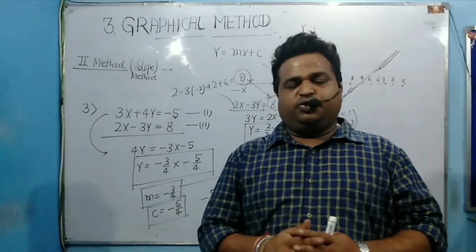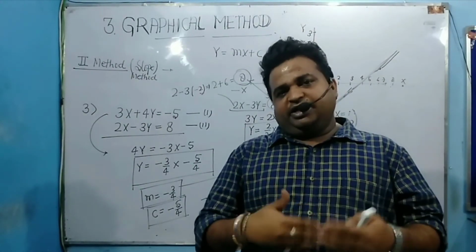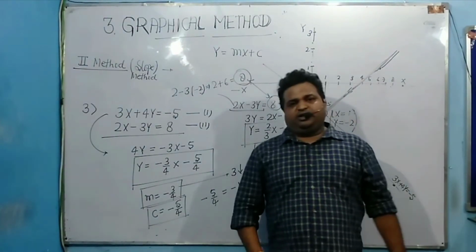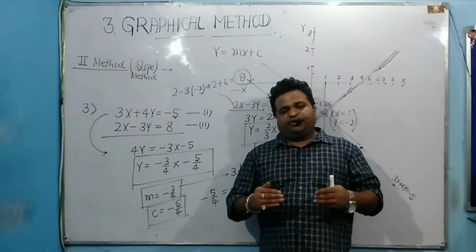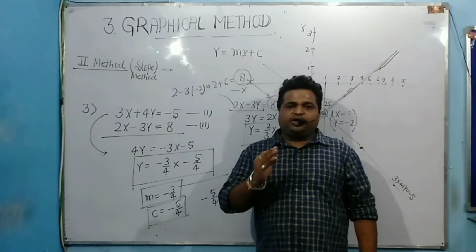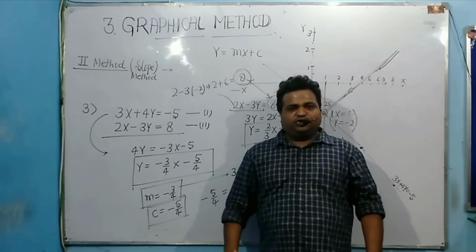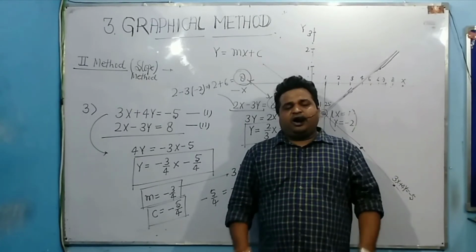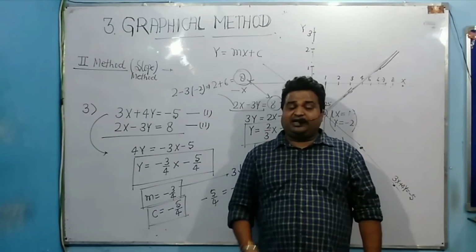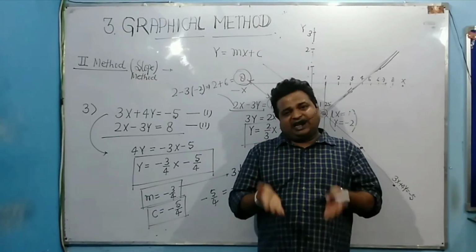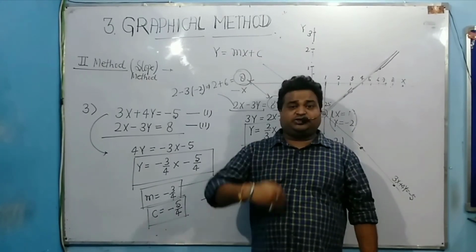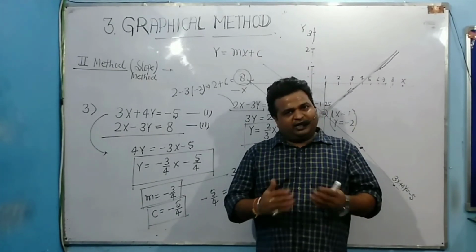So I hope you are clear with the concept. By the first method and second method, I cleared all the concepts and gave you all the ideas with different numericals on how to solve linear equations by graphical method. So now I have completed how to solve linear equations by the first elimination method, second substitution method, and third graphical method. In graphical method, I gave you two methods. One is tabular method and the second one is slope method.